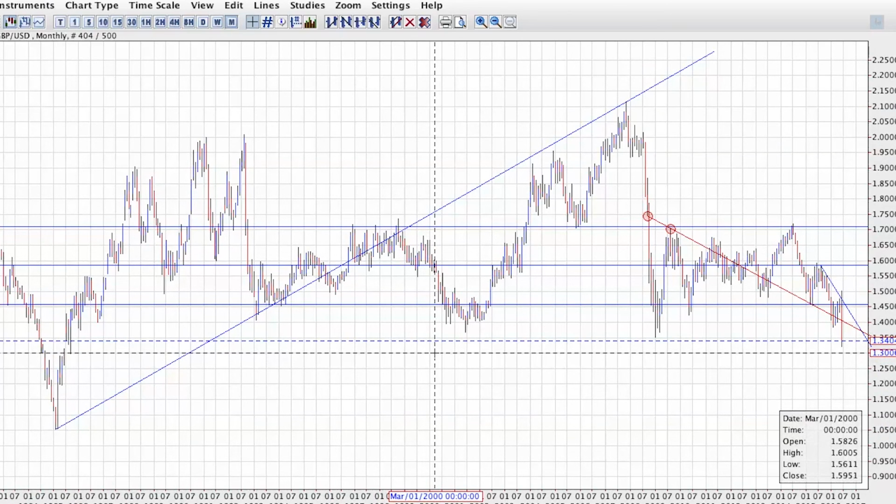And I think as we move into next week, it's going to be fascinating to see what happens in the currency market as a whole.